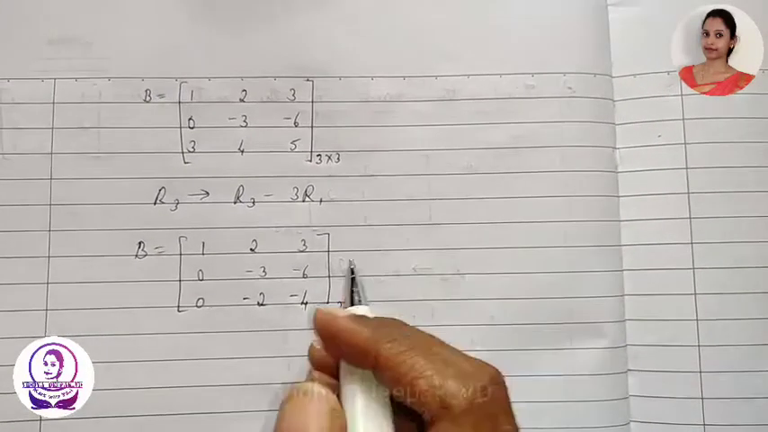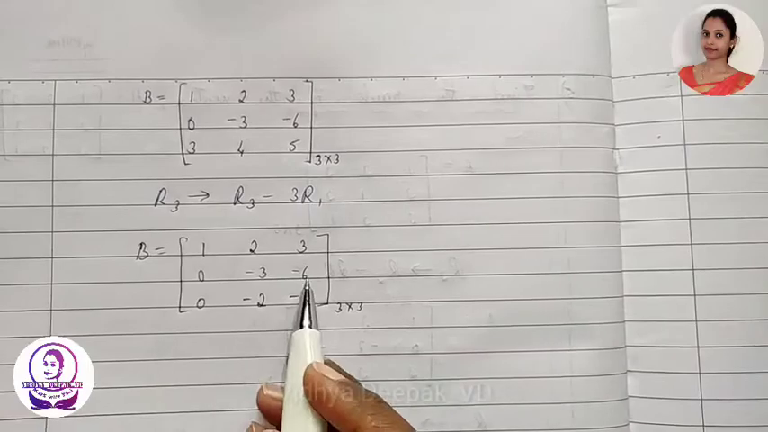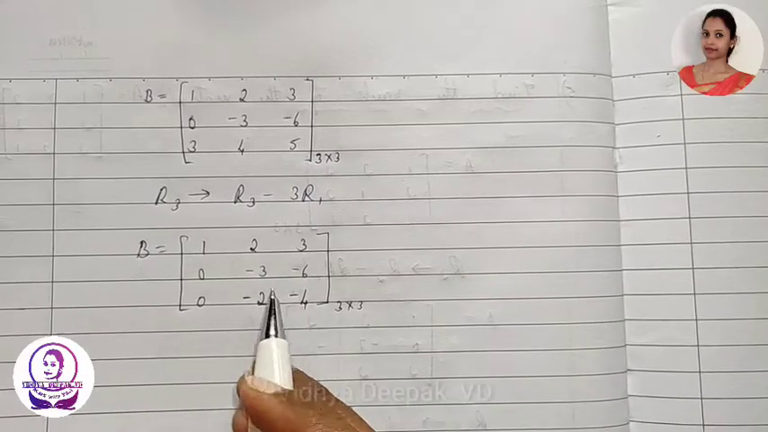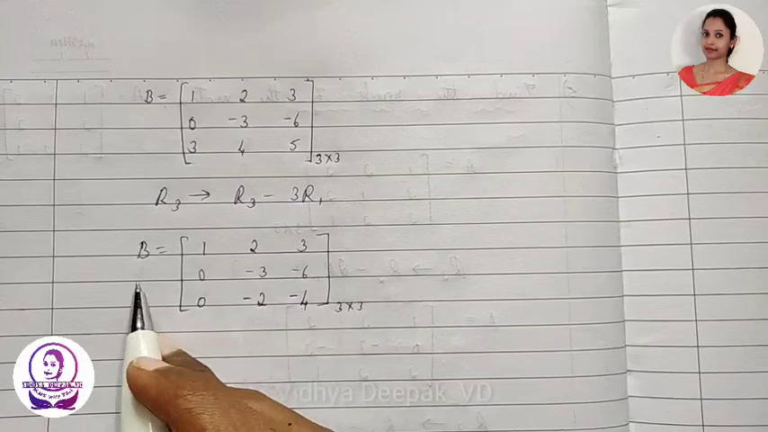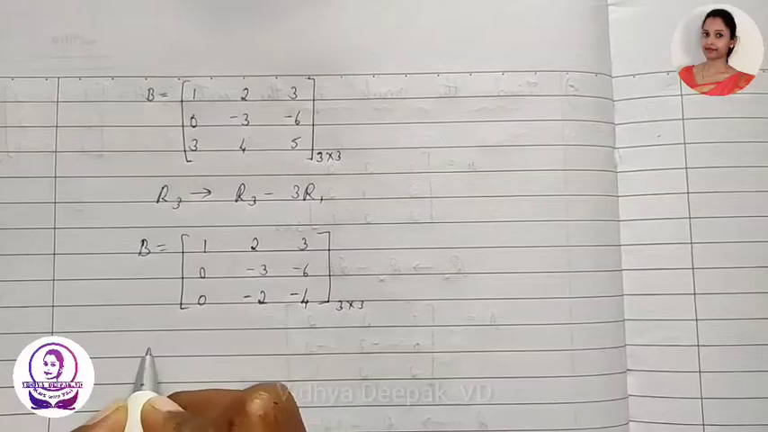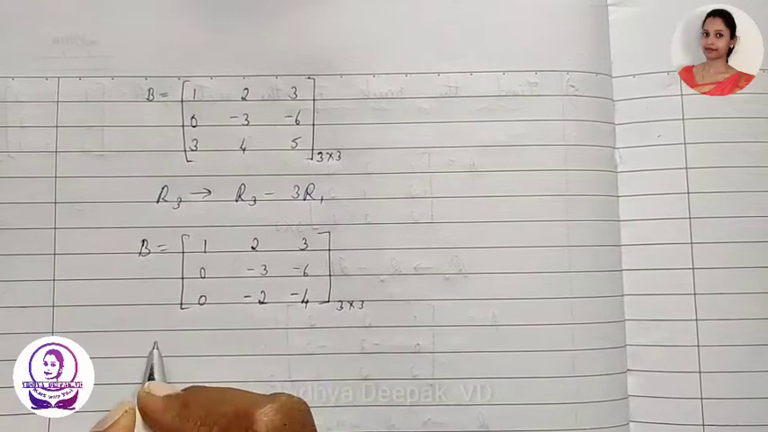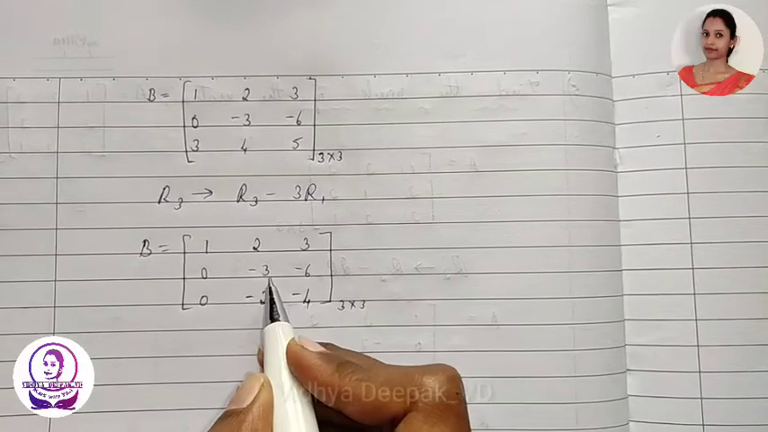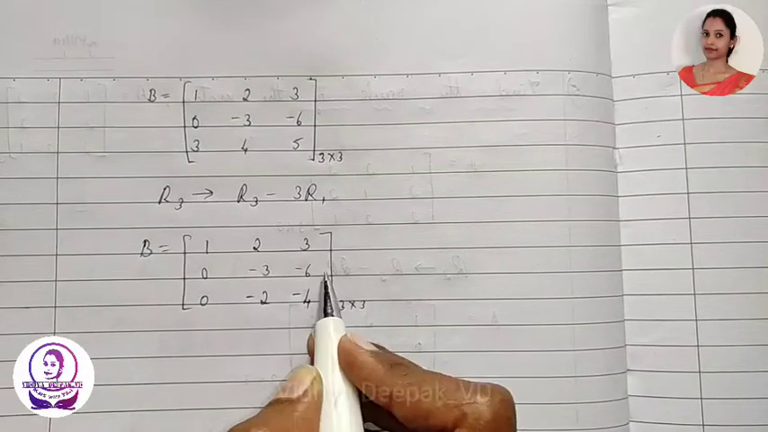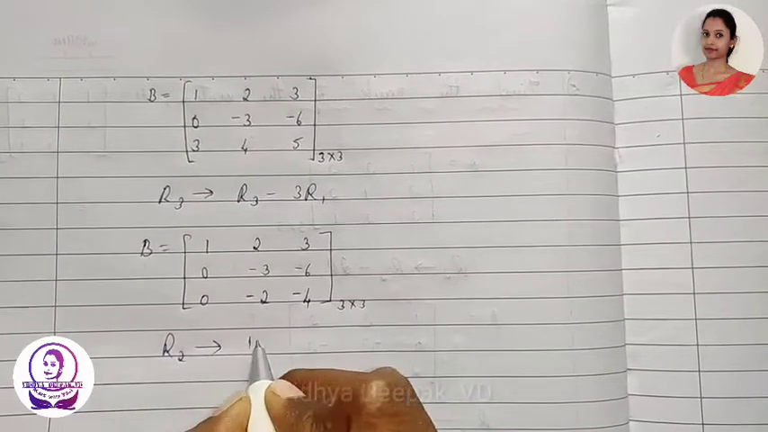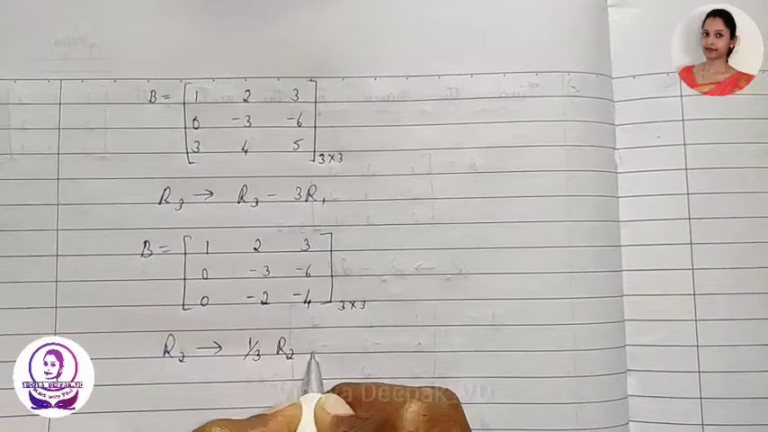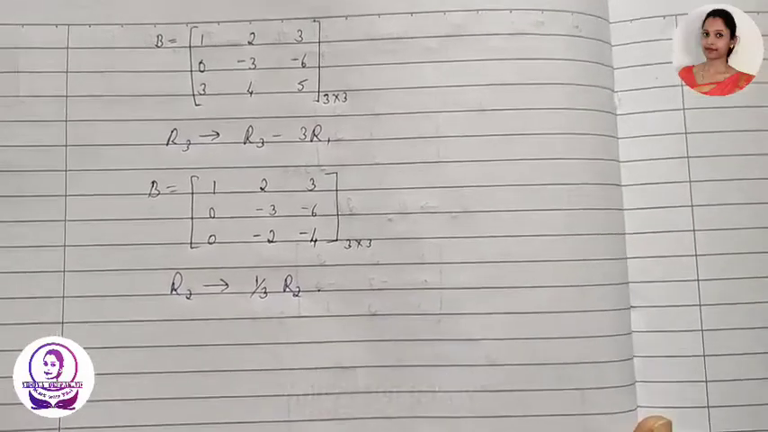Okay, if you look clearly here, three 1s are 3, three 2s are 6, two 1s are 2, two 2s are 4. That means I can take 3 common outside from this row, right? So if I take 3 common outside, what happens? Instead of taking 3 common outside, I'll multiply this row by 1 by 3. So R2 becomes 1 by 3 into R2. So what do we get?